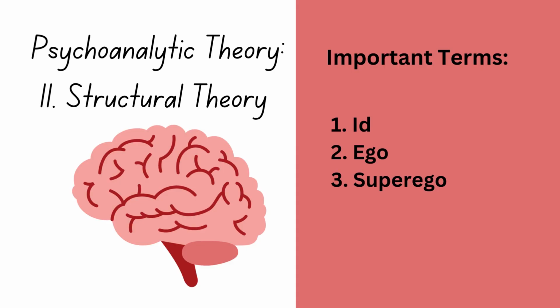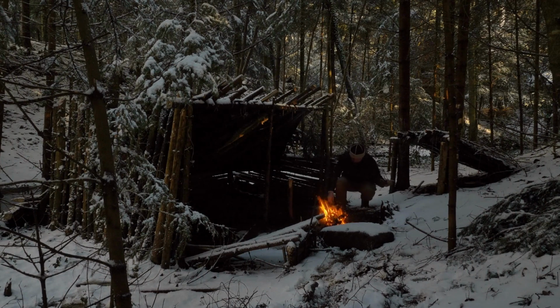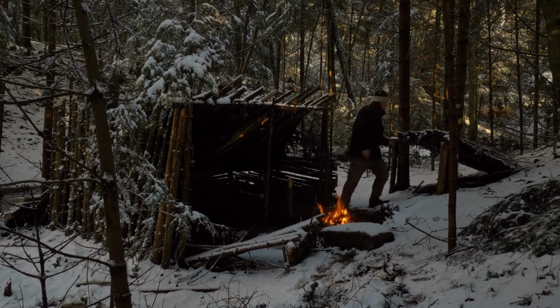Part 2. Structural theory. Sigmund Freud proposed a fascinating model of the human mind consisting of three interconnected elements: the id, the ego, and the superego. Let's explore what Freud would say about each of these components. The id. According to Freud, the id is the most primitive and instinctual part of the mind, operating on the pleasure principle. It is driven by basic desires, such as hunger, thirst, and sexual impulses.